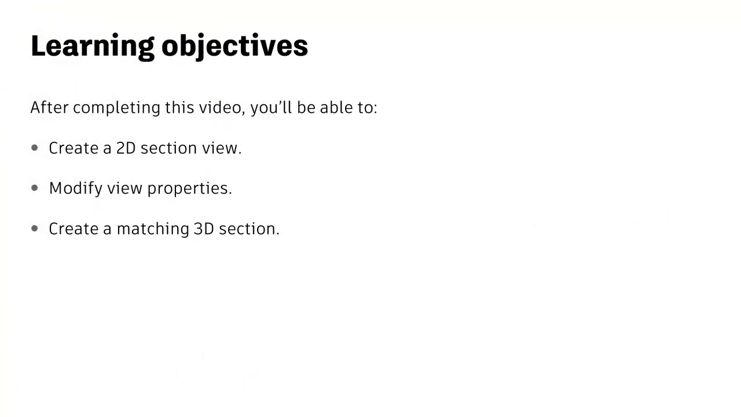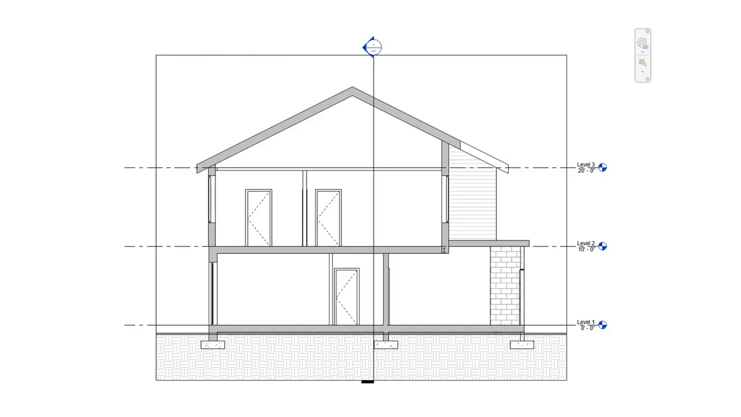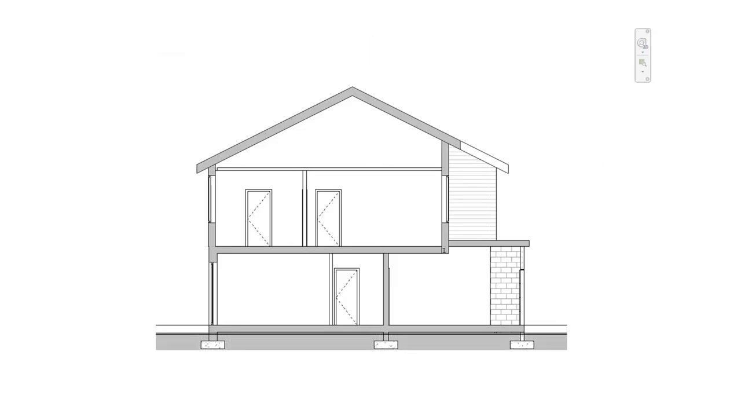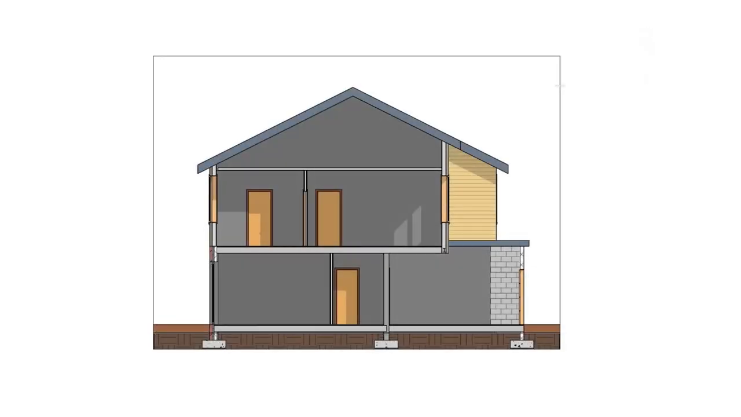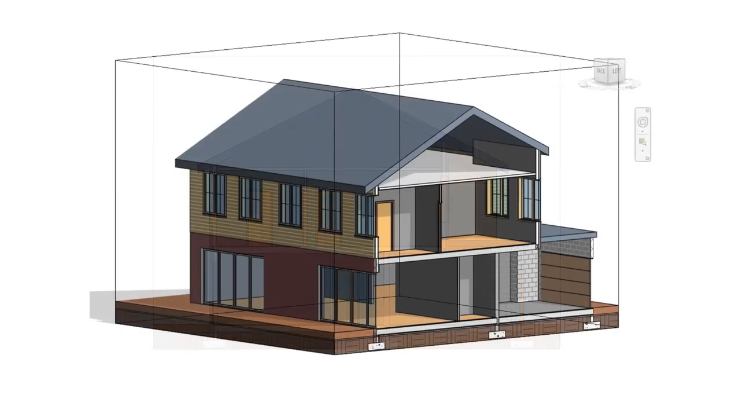In this video, you will see the solution to the practice exercise, Create Section Views. In this exercise, we must create a 2D section view through a building, and then we'll need to edit the visibility and graphic display of objects before editing the graphic display options of the view to help improve the presentation of the section. And then we must create a 3D section to match the line of the 2D section and then display this view in 3D.